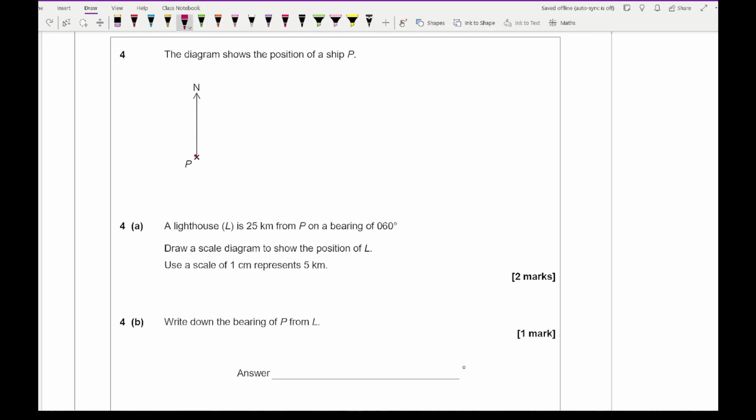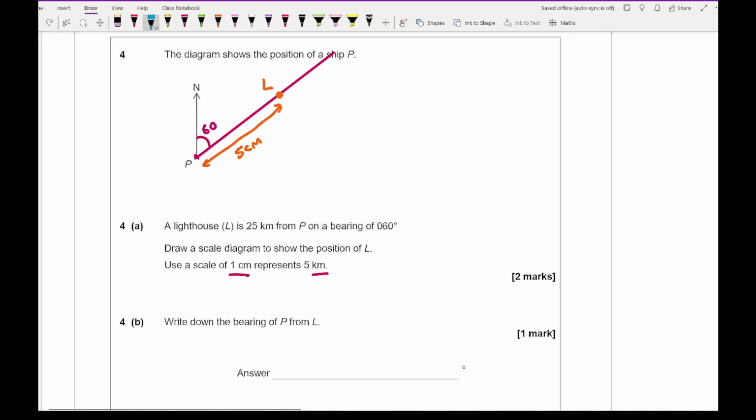So first things first, you put your protractor on point P, and you want to measure an angle of 60 degrees. So if I just fictitiously draw a line, which I believe is around 60 degrees. Again, do not put your protractors against the computer screen. So this angle here is 60 degrees. Now, if 1 centimeter represents 5 kilometers, I need to draw a line of 5 centimeters and just mark it on the line, and I can label that as L, and that would be my correct answer. Then for part b, it says write down the bearing of P from L.